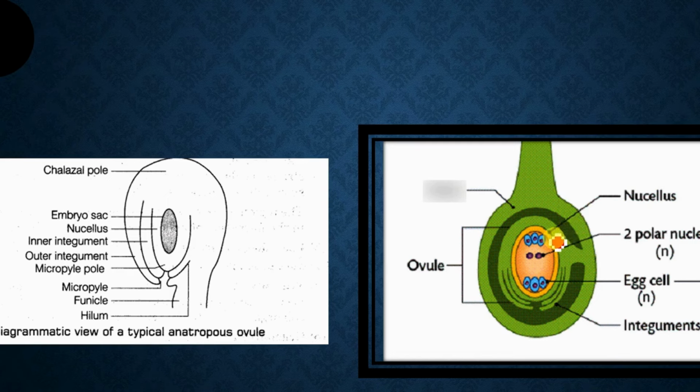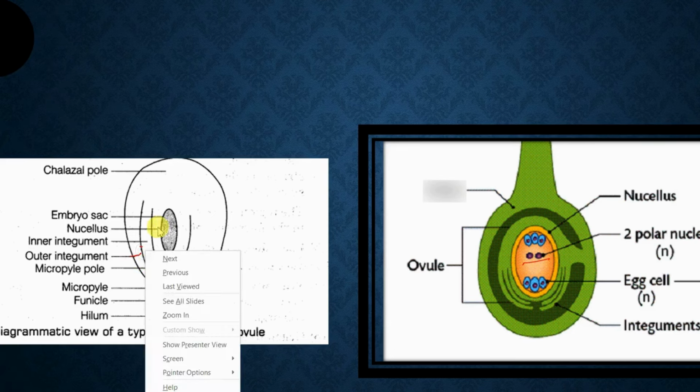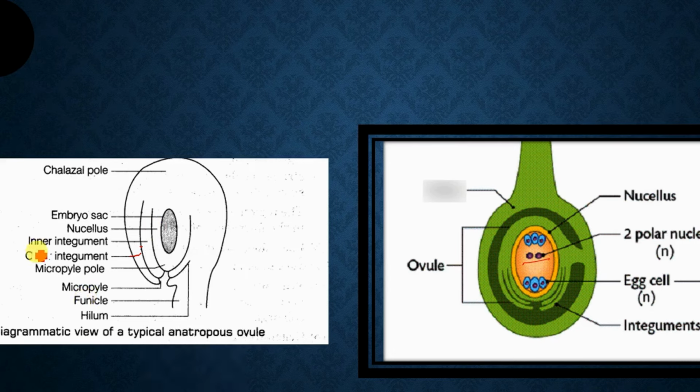So you see, you have an outer layer called the nucellus. You have two polar nuclei, which are also haploid, and an egg cell. The egg cell is also haploid, and you have integuments outside. And this is also the structure of an ovule. Here you have the different layers, where we have the inner integument and outer integuments. This is the outer integument, this is the inner integument, then you have the nucellus. These are the different parts of an ovule, and inside the ovule we have two polar nuclei and an egg cell, which are both female gametes.